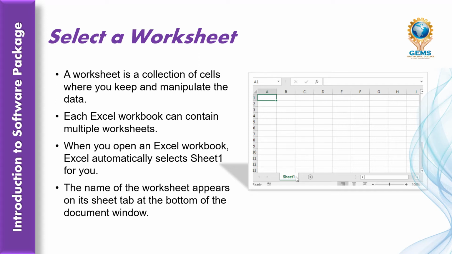When you open an Excel workbook, Excel automatically selects Sheet 1 for you. This image shows it clearly. By default it shows Sheet 1. The name of the worksheet appears on its sheet tab at the bottom of the document window. So this is the worksheet, Sheet 1.